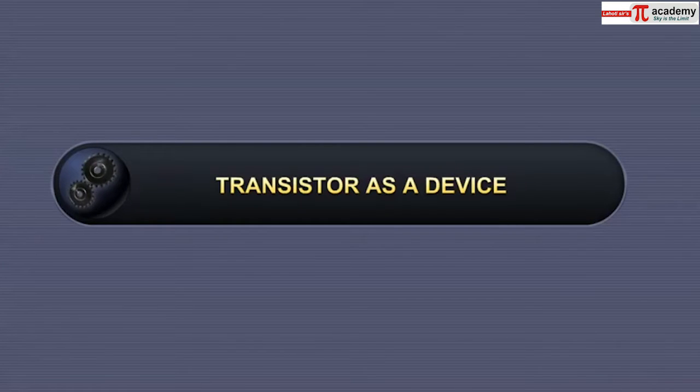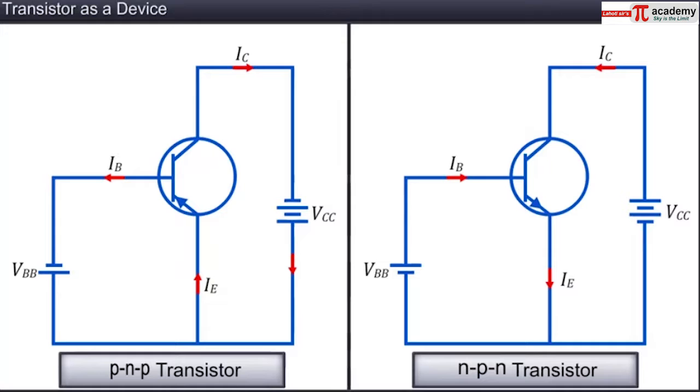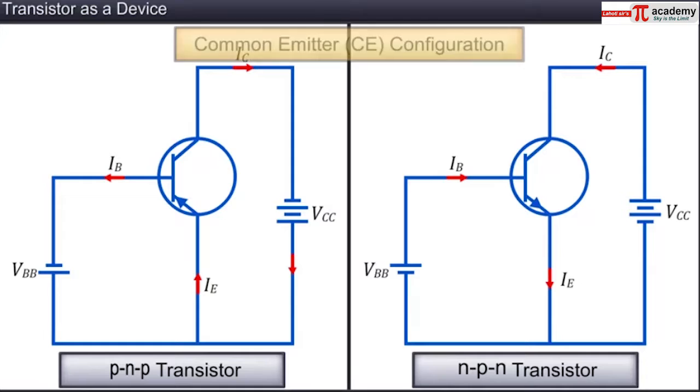In this module, you will learn about the use of a transistor as an application device, such as a switch and an amplifier. You have learned that when the emitter terminal of a transistor is common to the input and the output, the transistor is said to be in common emitter configuration.